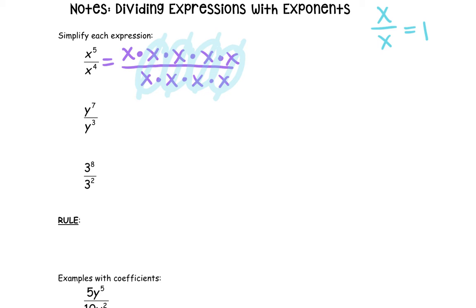So what we are left with is just x by itself in the numerator. If we wanted to, we could write that as x to the 1st power, just to try to figure out the rule as we go.